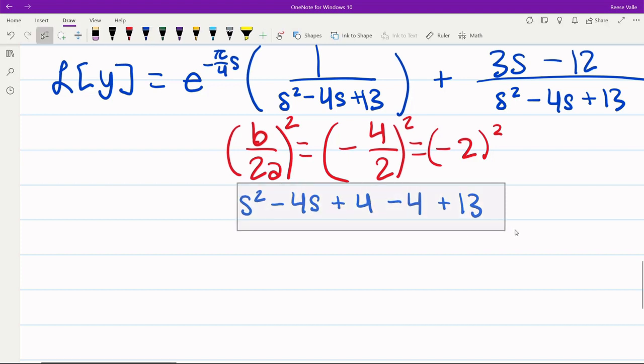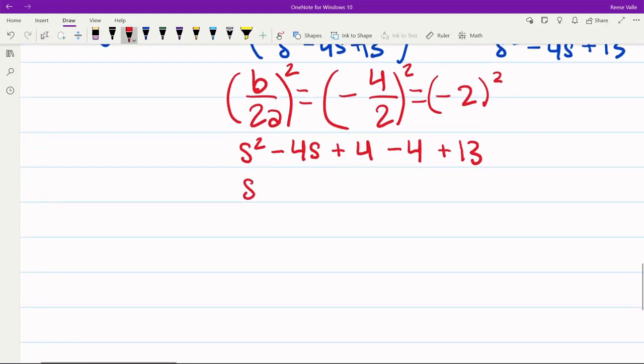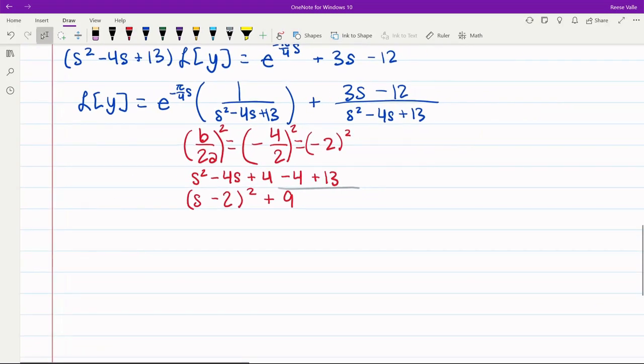I guess this will be in red. And then if you factor, it should be, not s squared, what am I doing? S minus 2 squared, and then this becomes 9 plus 9. So you're just going to substitute that in for both of these on the bottom.